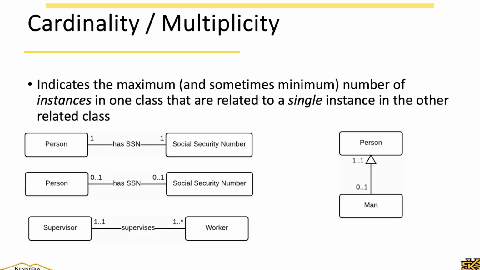So cardinality is represented by notation in both UML and ERD diagrams. As we mentioned, the one-to-one relationship might be represented by 1 dot 1. A one-to-many relationship could be represented by 1 dot asterisk, and 0 to 1 might be shown as 0 dot 1, indicating an optional relationship.